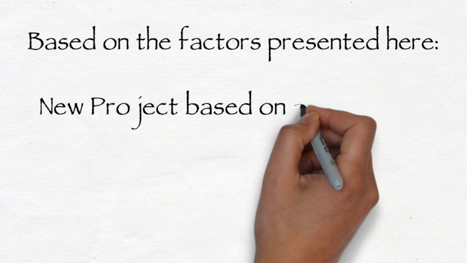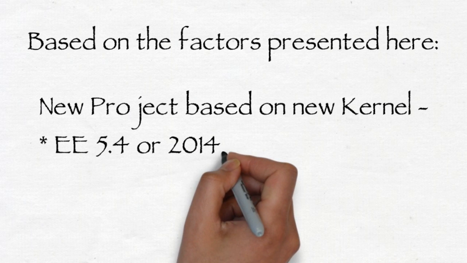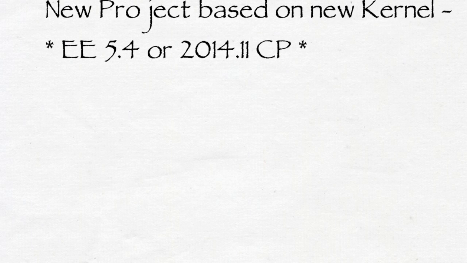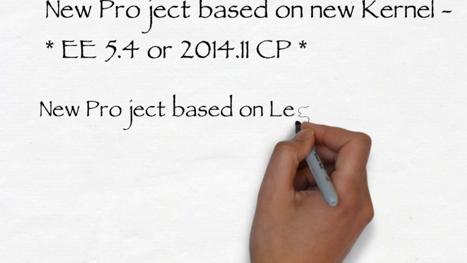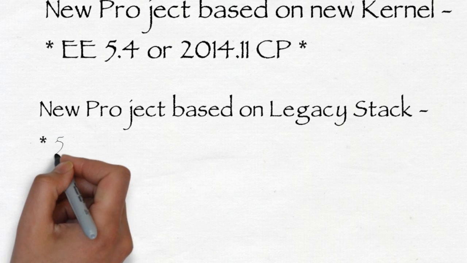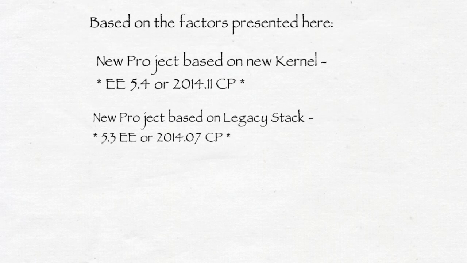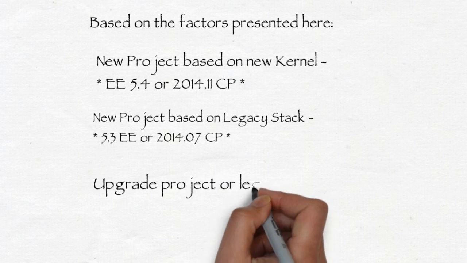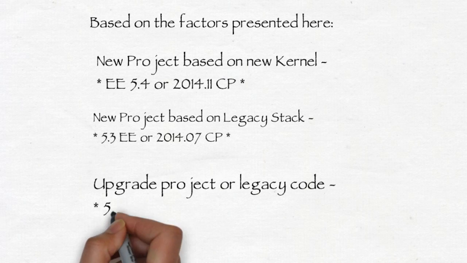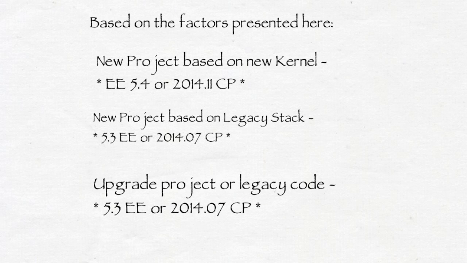So based on the factors that we presented here, if you have a new project that you want to build out on the new kernel, we recommend Enterprise Edition 5.4 or 2014.11 Community Project. If you're working on a new project, but will develop it on the legacy stack, use 5.3 Enterprise Edition or 2014.07 Community Project. And if you're upgrading an existing project, or will be using custom code developed on the legacy stack, again, we recommend the 5.3 Enterprise Edition or 2014.07 Community Project.